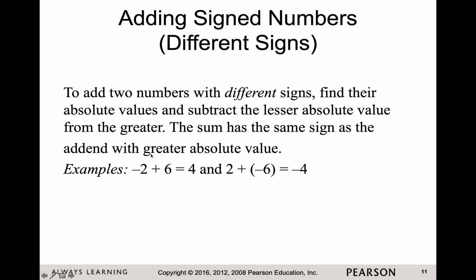So again, I have negative 2, positive 6. They're two different signs. 6 has the larger absolute value, so I would do 6 minus 2, and that gives me 4. Here, 6 has the largest absolute value, so my answer is going to be negative because that's the sign, and I would do 6 minus 2, and that still gives me 4, so my answer is negative 4. So that's kind of a handy workaround trick that you can use at times.